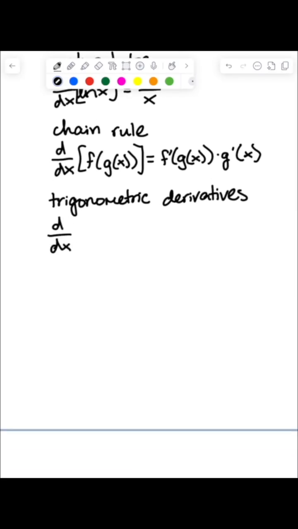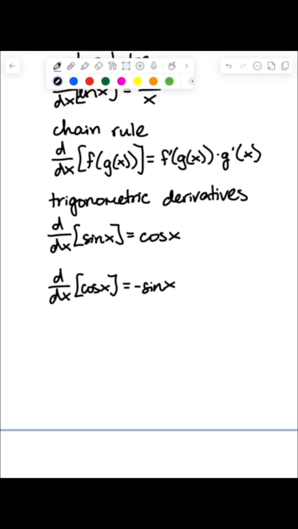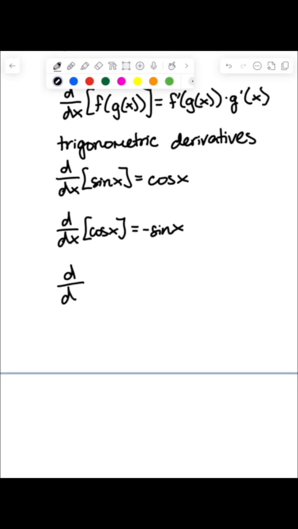Finally, we're going to look at some trig derivatives. While I have not written down all of them, these are the most commonly used. The derivative of sine of x is cosine of x, the derivative of cosine of x is negative sine of x, and the derivative of tangent of x is secant squared x.